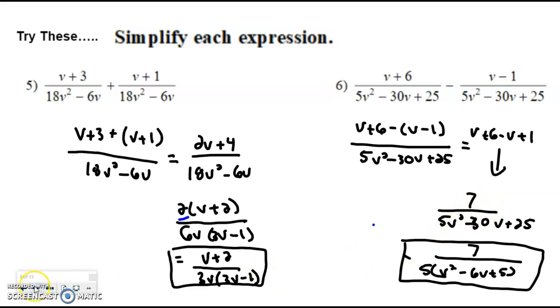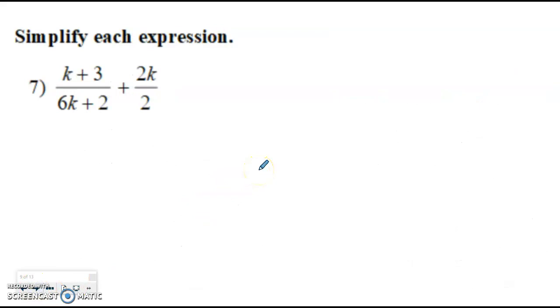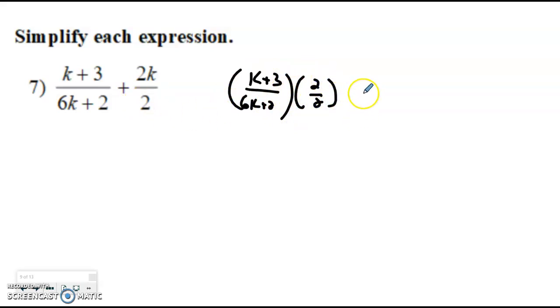Or I can simplify that a little bit. Let's look at a couple of these in which we just have to find a common denominator. So when I'm looking at this, really what I'm doing is looking at each of these denominators and figuring out what does this one have that the other one doesn't. Well, if I look at k plus 3 divided by 6k plus 2, I'm going to multiply this by 2 over 2 because 2 is in that denominator.